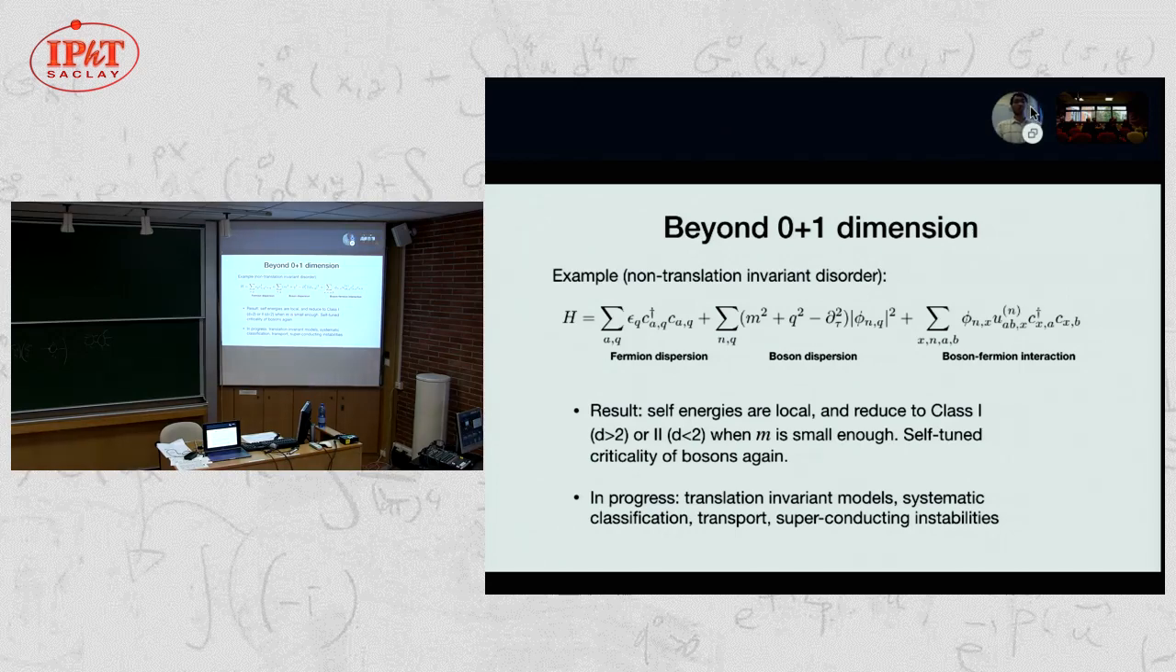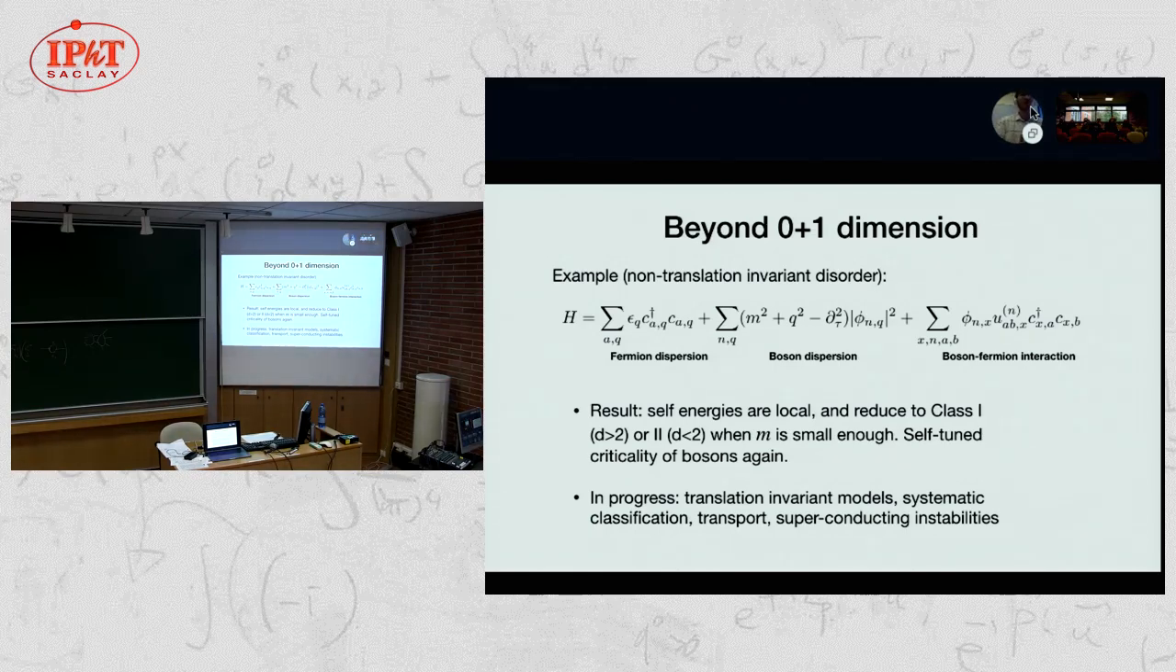We looked at this model, and we found that if the disorder is not translation invariant, so if the disorder is independent on each site, then this model basically reduces to low rank SYK of class 1 and class 2. What it means is that the self energies are local, so they are diagonal in x space, and the dynamical mean field theory reduces to 0 dimension, and you will get the same self-tuned criticality of the boson. This holds again if the mass of the boson is low enough. So basically the zero temperature phase diagram has two phases.